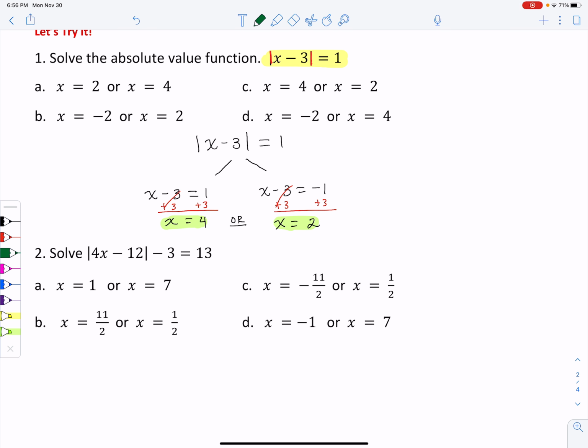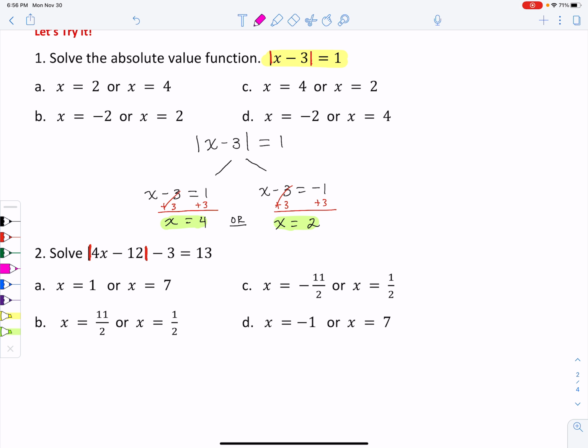So think about what I told you earlier. You always want to make sure that your absolute value is isolated, so that there's nothing outside of it on that same side of the equals. Well, in this case, there's something outside of it. There's a minus 3. So you need to eliminate that before you start solving, before you start splitting the equation into 2.